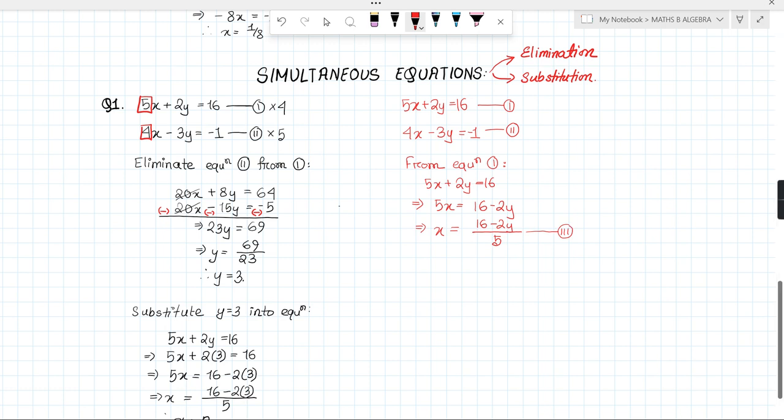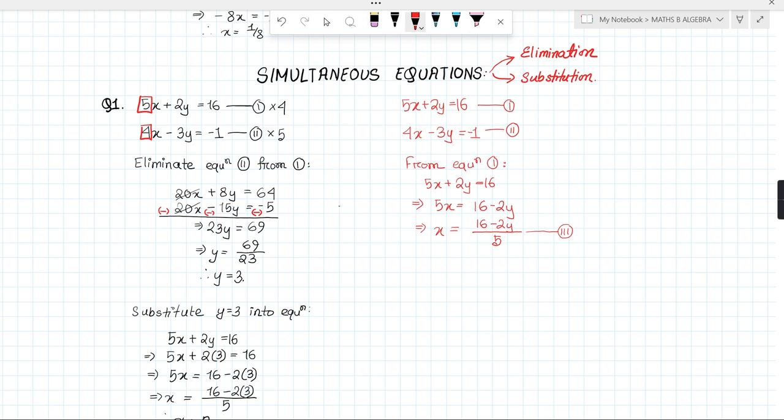Now always remember that you can make equation 3 from either of the equations you want, from equation 1 or equation 2, it really doesn't matter. But whenever you make equation 3 from equation 1, you cannot input this equation into equation 1.